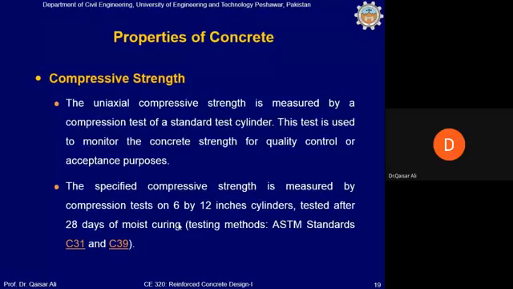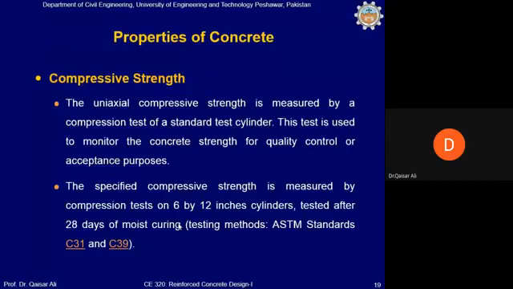And after you calculate the strength of the cylinder, you can compare the strength of the cylinder with what has been specified for the project. And if the specified strength of concrete for the project is equal to the strength of the cylinder that you have determined in the lab, then it says that concrete passes the criteria.